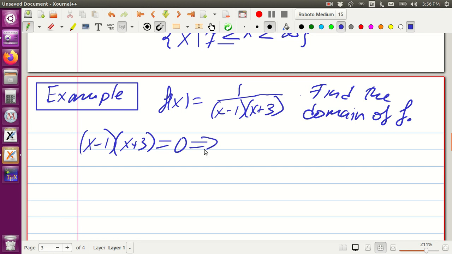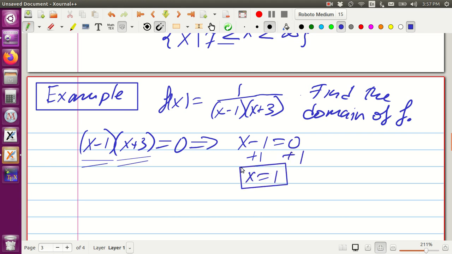But this implies that the product is equal to 0. The product is equal to 0 when one term is equal to 0, or the other term is equal to 0, or maybe both at the same time equal to 0. Here it wouldn't be possible, but sometimes it happens. So we take x minus 1, we set it equal to 0, we add 1 to both sides, so we get x equals 1. It's one place where the denominator is equal to 0.